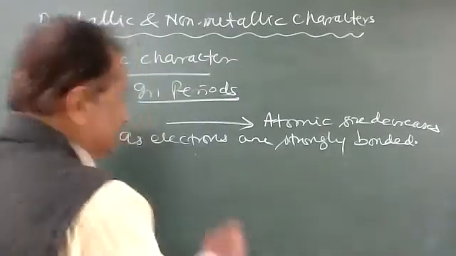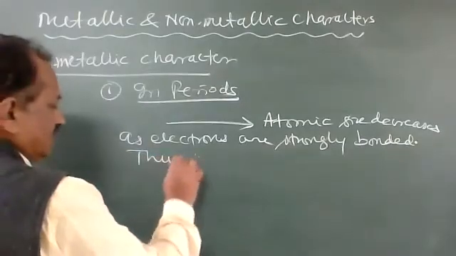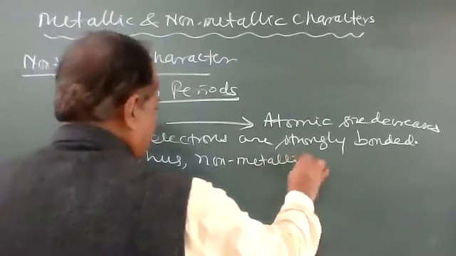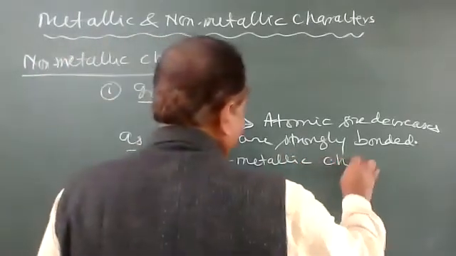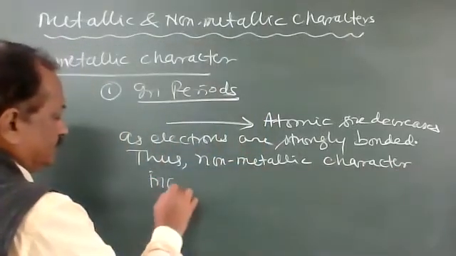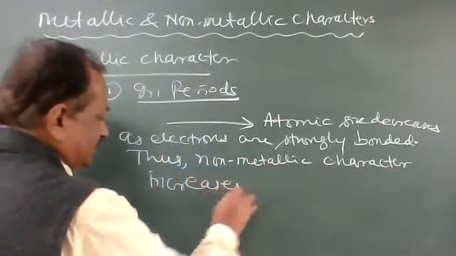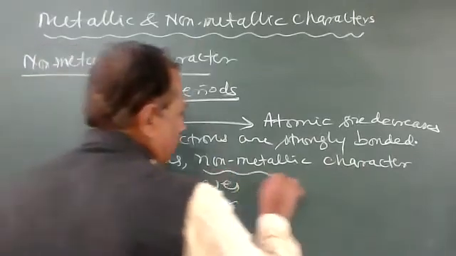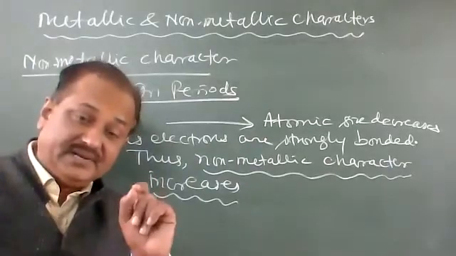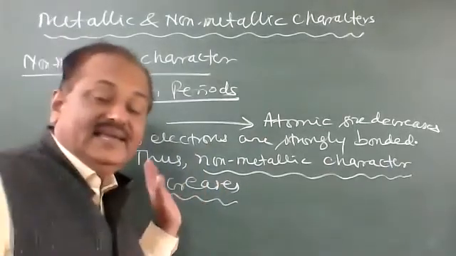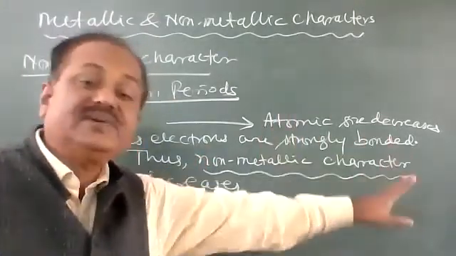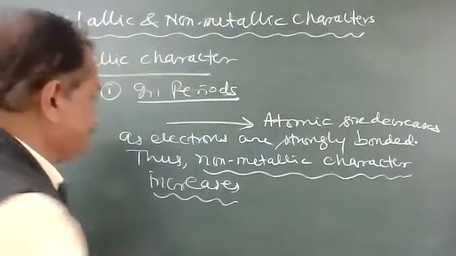Non-metallic character increases. So this is the point: non-metallic character increases. This is in the case of a period. So at the extreme left there are the metals, and at the extreme right there are the non-metals.